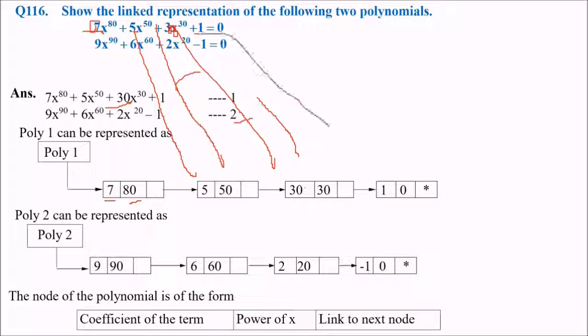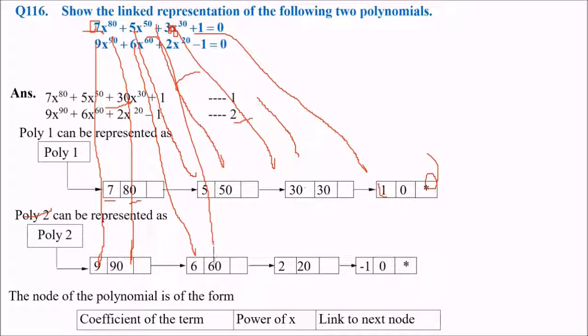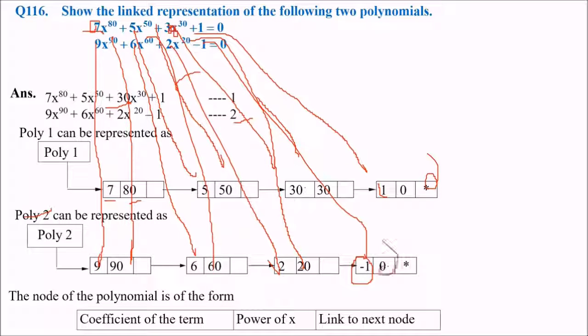And polynomial 2 can be represented in a similar way. 9 will come here, 90 will come here, 6 comes here, 60 takes place here, 2 will find its position here, the power 20 will come here, minus 1 will come here, and of course there is no power for the last term, so you have none here. So the node of the polynomial is of the form coefficient of the term, power of x, and link to the next node. So we have three parts.